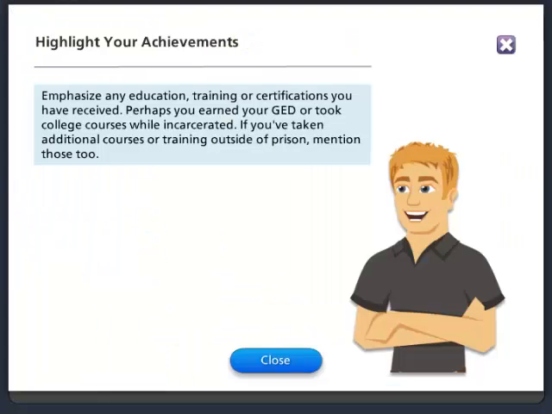Highlight your achievements. Emphasize any education, training, or certifications you have received. Perhaps you earned your GED or took college courses while incarcerated. If you've taken additional courses or training outside of prison, mention those too.